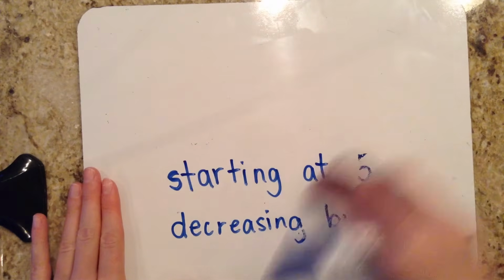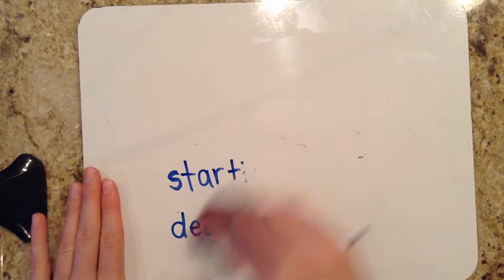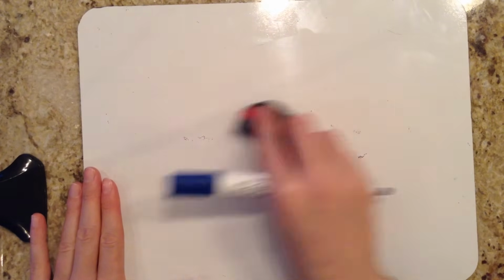Even though increasing and decreasing patterns don't have a core, the part that repeats is what you are growing by or shrinking by.